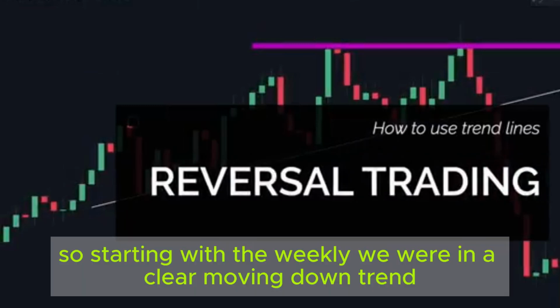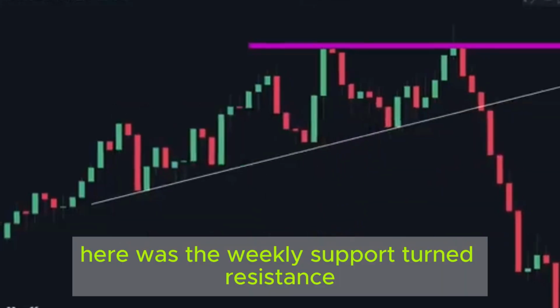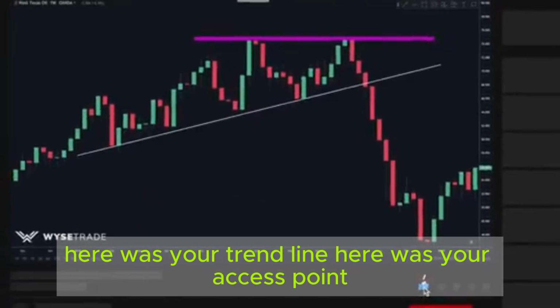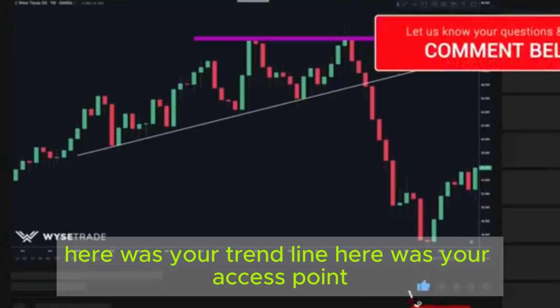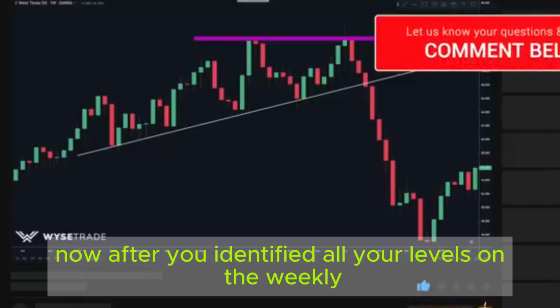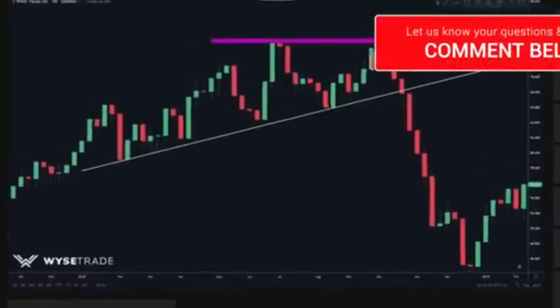So, starting with the weekly, we were in a clear moving downtrend. Here was the weekly support turned to resistance. Here was your trend line. Here was your access point. Now, after you identified all your levels on the weekly, we jump to the daily.